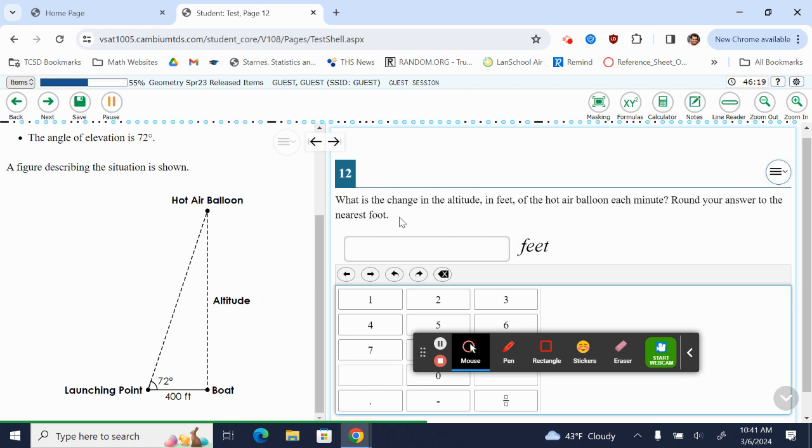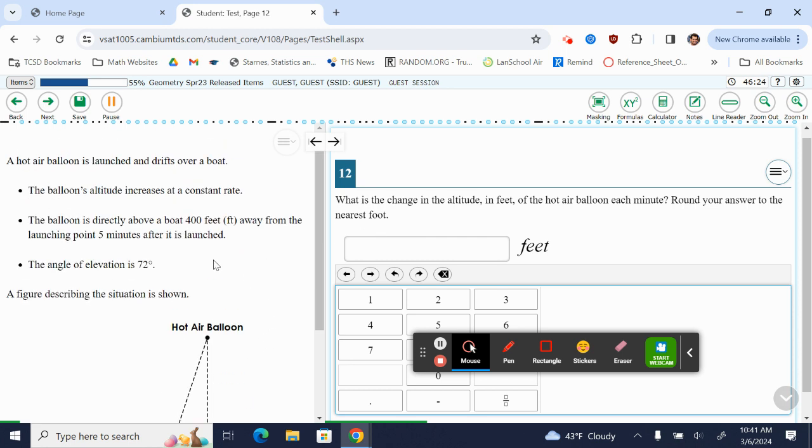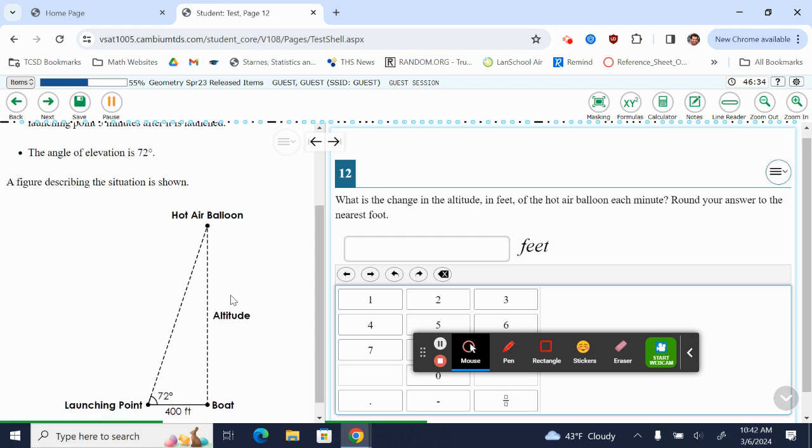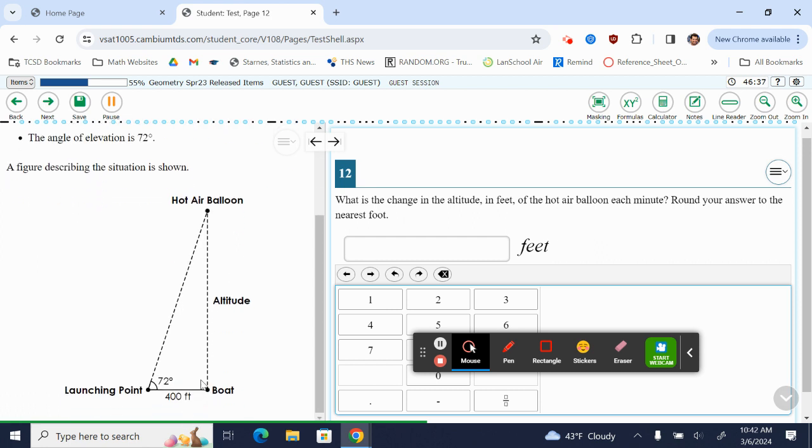So the question is, what is the change in the altitude in feet of the hot air balloon each minute? Round your answer to the nearest foot. Okay, so it says that the balloon is directly above a boat 400 feet away from the launching point 5 minutes after it's launched. So what has happened here is in this picture, we have a hot air balloon and it's gone up, right? After 5 minutes, it has an angle of elevation of 72 degrees and it's at that point. We want to know what is the change in altitude of the hot air balloon each minute.